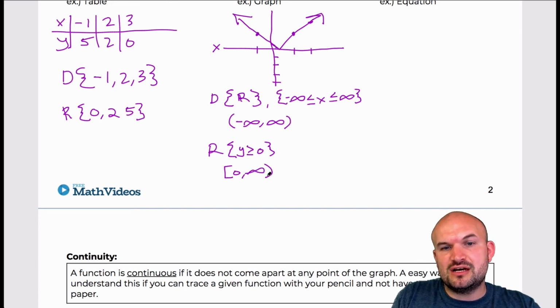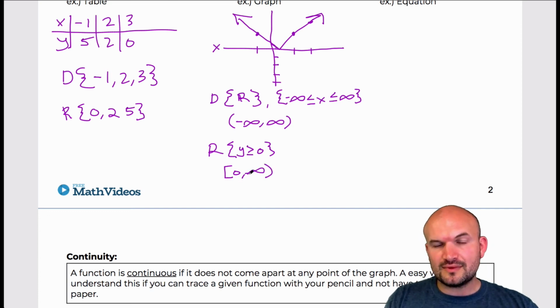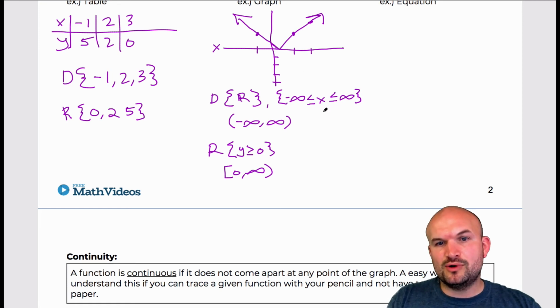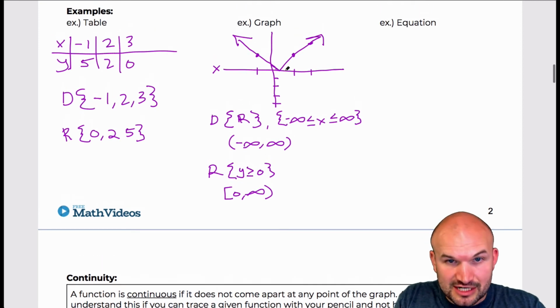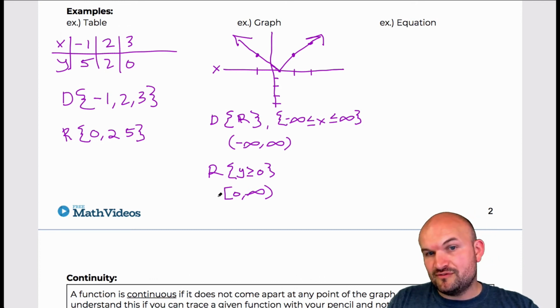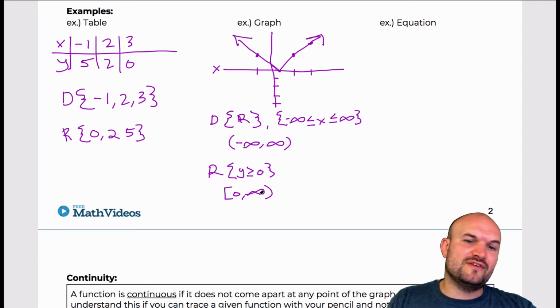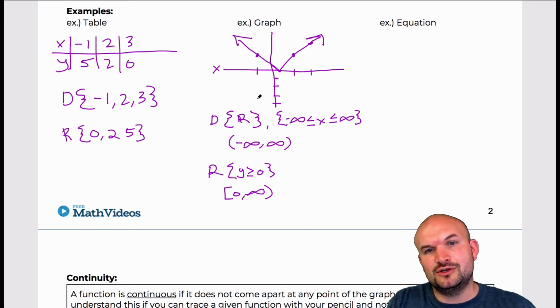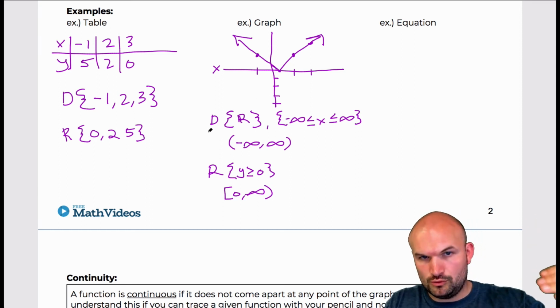Now, my choice of using a bracket here is because 0 is actually a point on this graph. You can see there's actually a point at y equals 0. So therefore it is included in the range, whereas infinity is not a number, so therefore it's not included, and the graph continually goes all the way up.